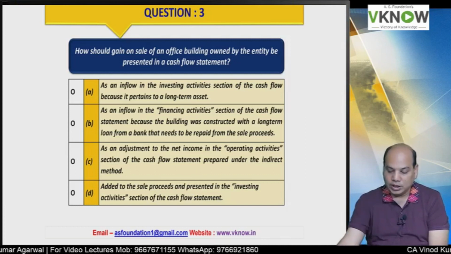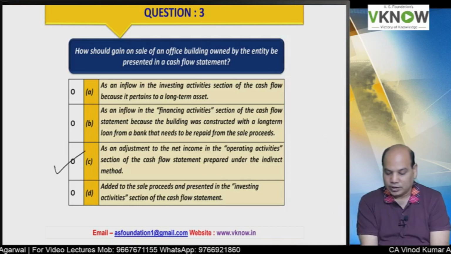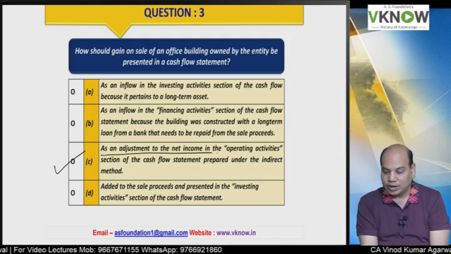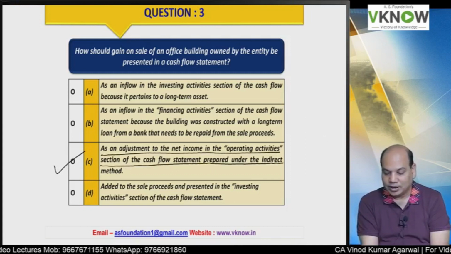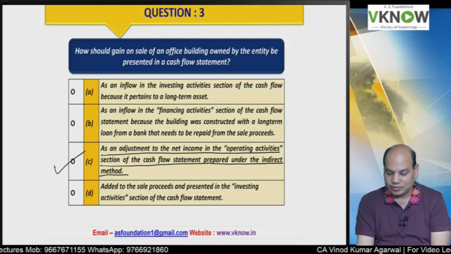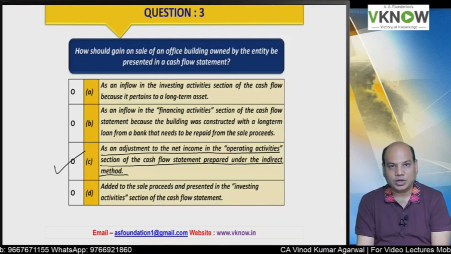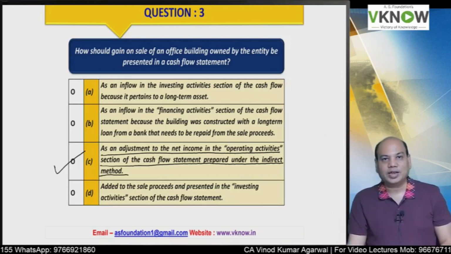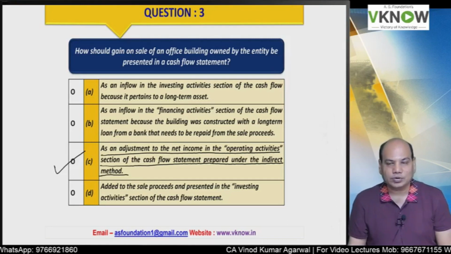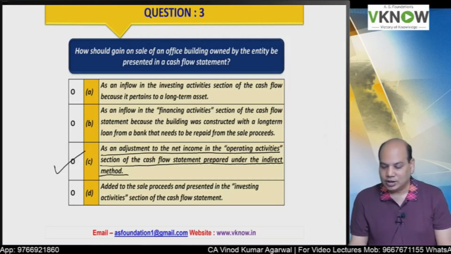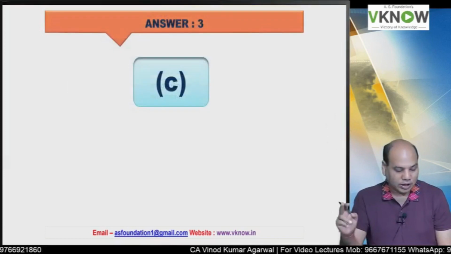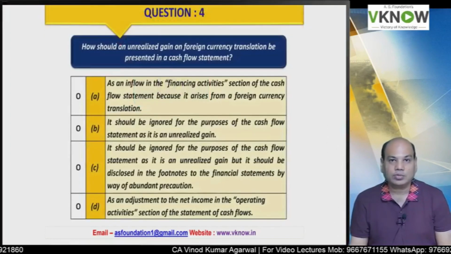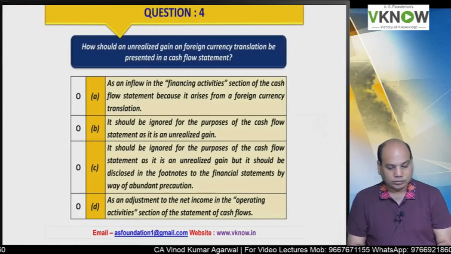The student has replied C, which is the right answer. An adjustment to the net income in the operating activity section of the cash flow statement prepared under indirect method. This is right, because gain on sale of office building is credited to P&L account, and if you are preparing the indirect method statement of cash flow, you are going to make adjustment in the operating activity section. The correct answer was C. Okay, try one more.